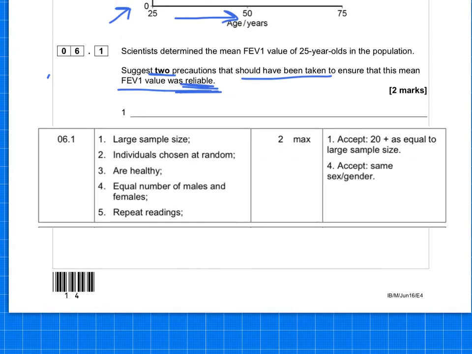You could have many different things. One thing they didn't talk about was sample size, so you need a large enough sample size. You also need to choose individuals randomly. You need to check that they are healthy in the beginning, since we're looking at the effects of smoking and non-smoking, so we want to know that they're healthy otherwise. Possibly an equal number of males and females, and definitely you want to repeat the readings. Notice in the notes you could mention how many people, so if you say 20 plus, that's a large sample size, and you could say sex or gender rather than equal number of males or females.